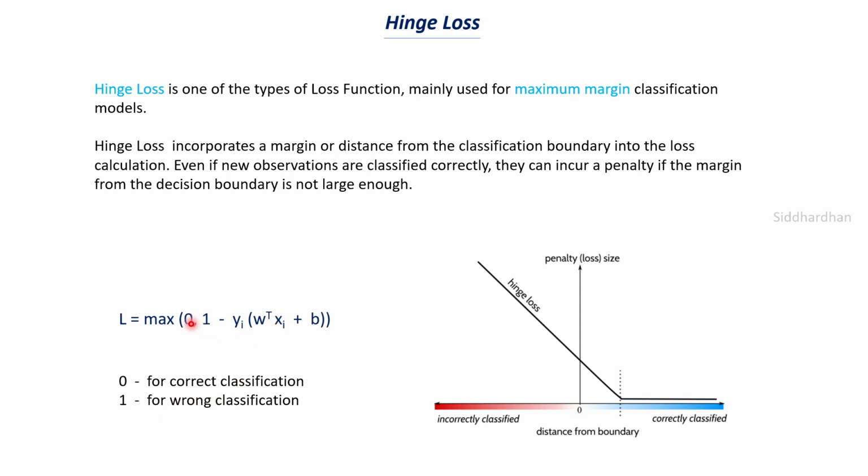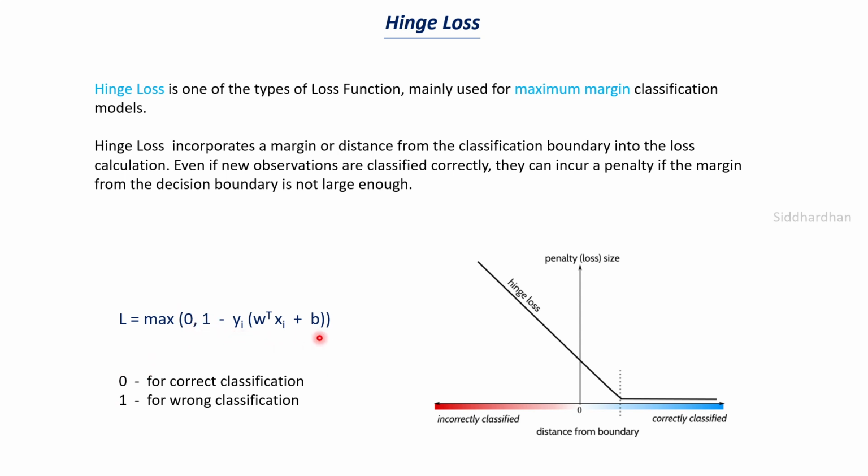So 0 should be considered when the model makes correct predictions, and 1 should be considered when you make wrong classification. The basic idea here is that when you make a wrong prediction, your loss function value will be high. When you make a correct prediction, your loss function value will be 0, which is minimum. So this tells us that when you make a wrong prediction, the loss function value will be high, and when you make a correct prediction, the loss function value will be small. That is what is represented by 0 and 1: 0 for correct classification and 1 for wrong classification.